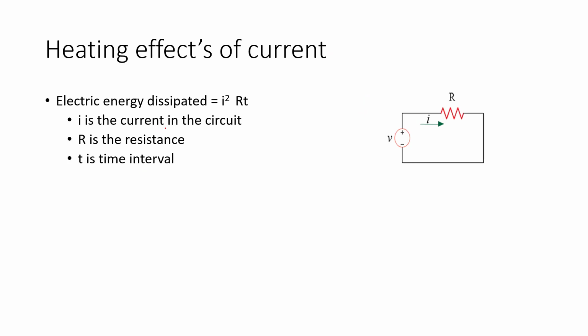Now we are going to discuss the heating effects of current. We all know that when an electric current flows through a wire, it heats up. The amount of heat energy that is dissipated in a wire is directly proportional to the square of the current, also to the resistance of the resistor and the time. So the amount of electric energy that is dissipated is equal to I square RT, where I is the amount of current that is flowing through the resistor, R is the resistance, and T is the time interval.